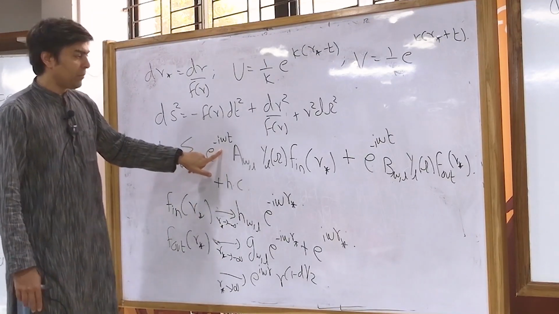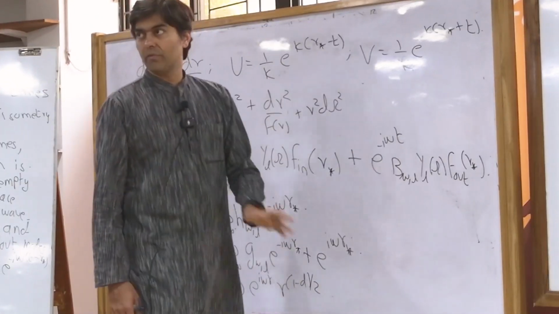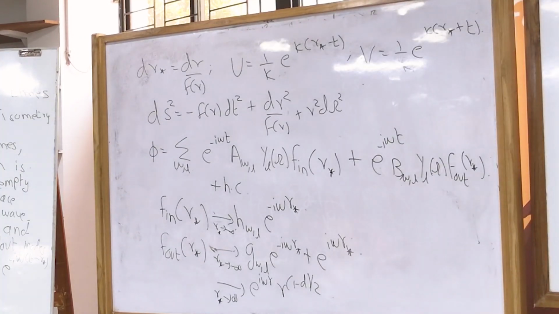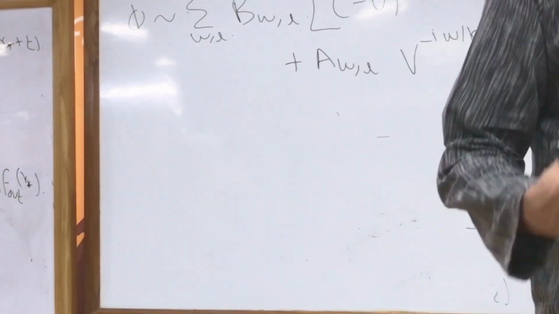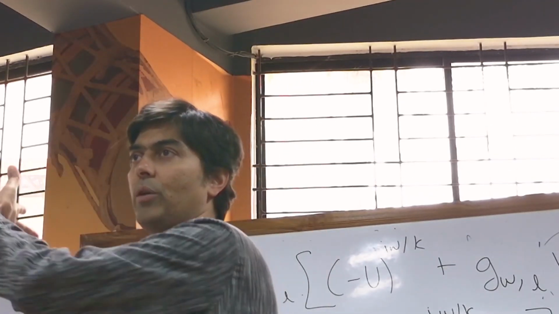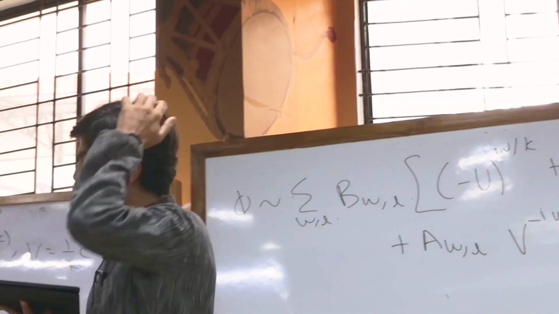So the e to the minus i omega t always has the same sign, but the e to the minus i omega r star and the plus i omega r star have two different signs. There's minus i omega r star and plus i omega r star. Because in total you have four different possible signs, you have to keep track of two with the annihilation operators, and then you get the creation operators, the Hermitian conjugates.